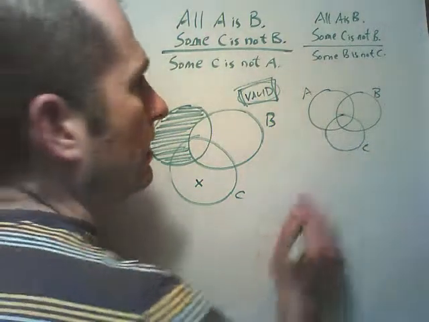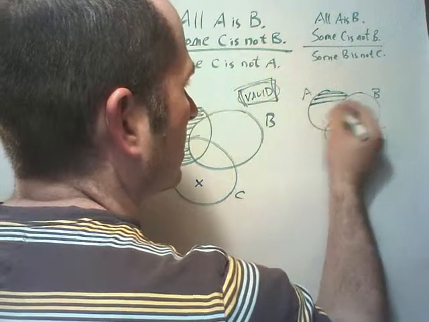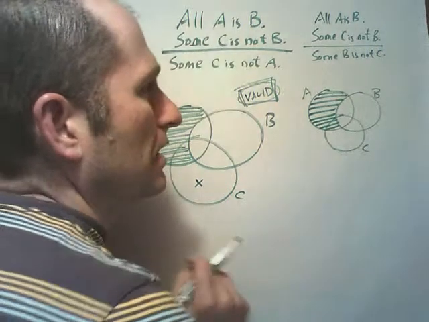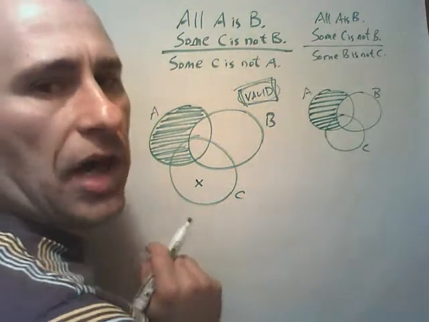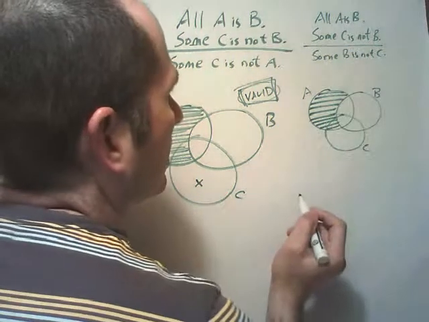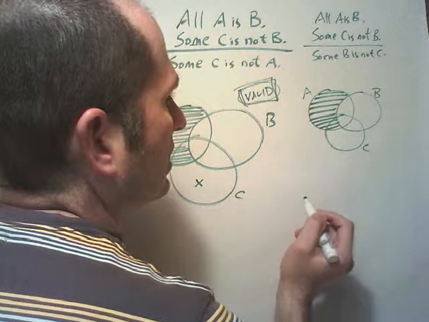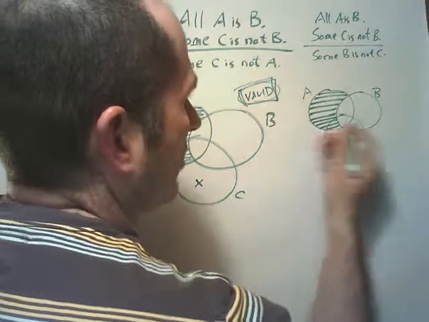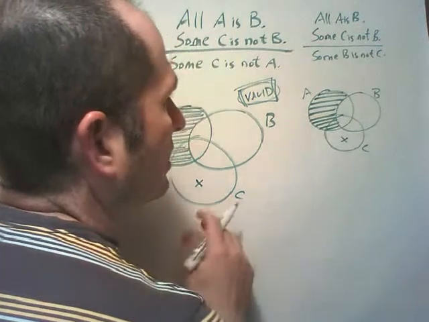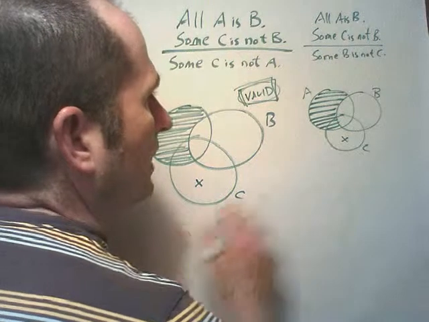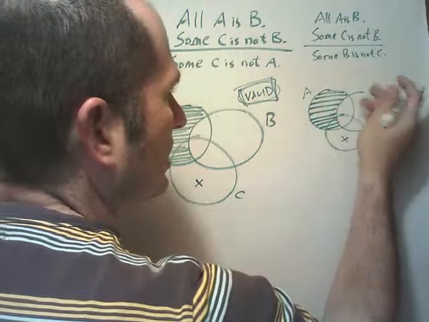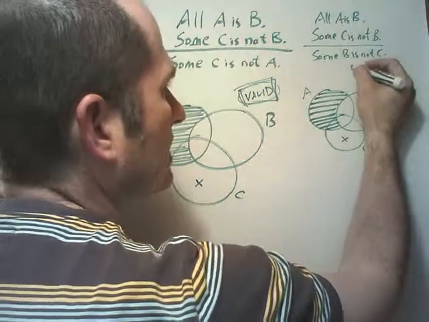Okay? Now, all A is B, so this has to be scratched out like that. Some C is not B. How would I represent that? Well, I would have to put it right down over here again. This is the only place. Do I have anything over here? Because this is saying some B is not C. There's nothing in the B circle, so obviously this is not valid.